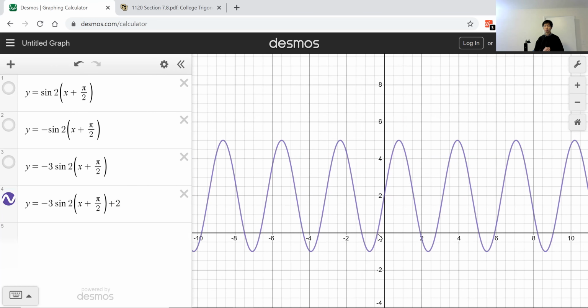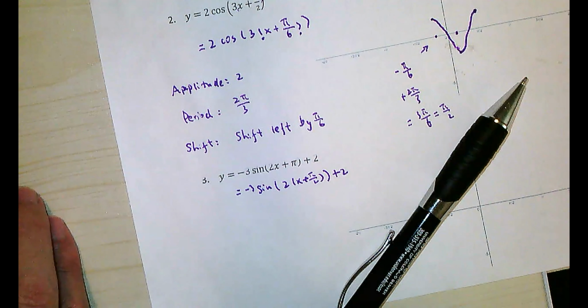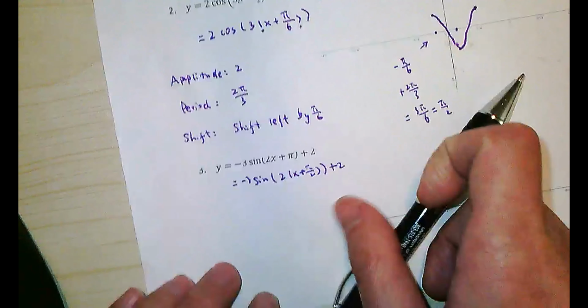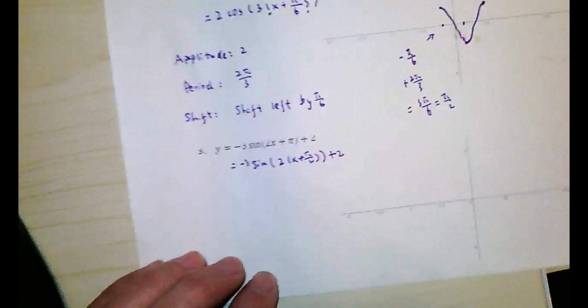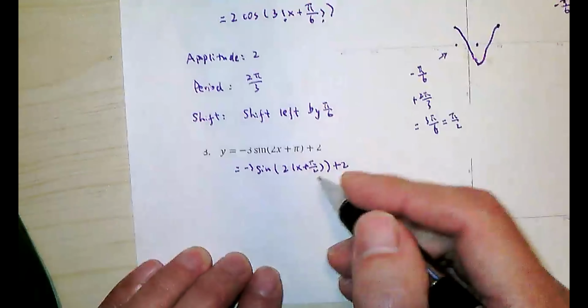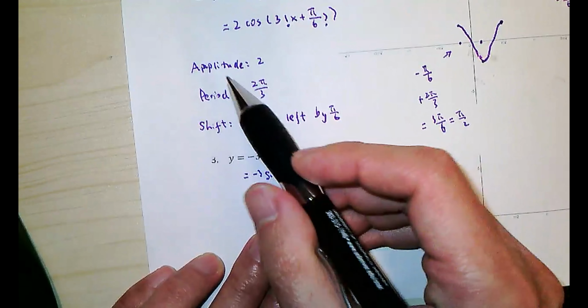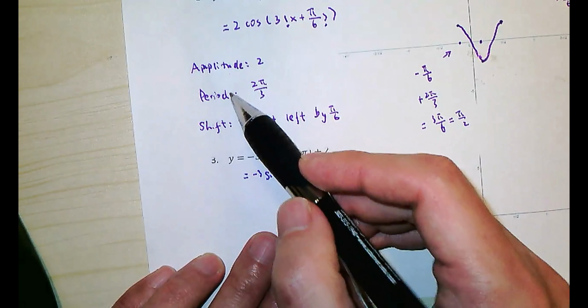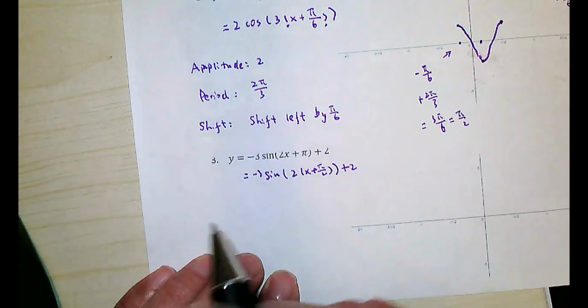Okay, so we finished drawing it on Desmos. Let's see how we should do it on paper. Let me switch to my document camera. Okay, so now you see my document camera. Again, we should ask ourselves a few questions. What is the amplitude? What is the period? What is the shift?